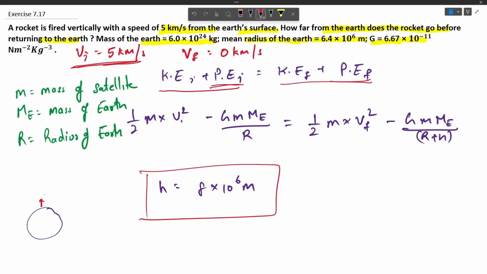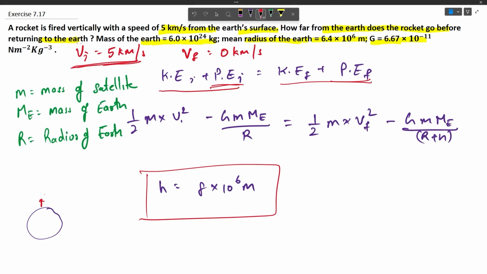Let us assume that the rocket goes to height h, so its final potential energy is going to be minus G M_e m divided by R_e plus h, that is radius of the earth plus height h. So now at the highest point its velocity is going to be 0, because that is the highest point to which the rocket will go. As we see, how far does the rocket go before it returns to earth, that is its velocity is going to be 0 at that point. Now this quantity v_f is going to be 0.